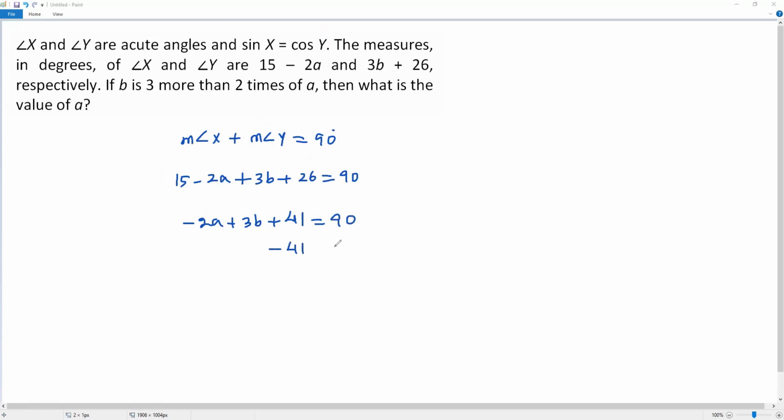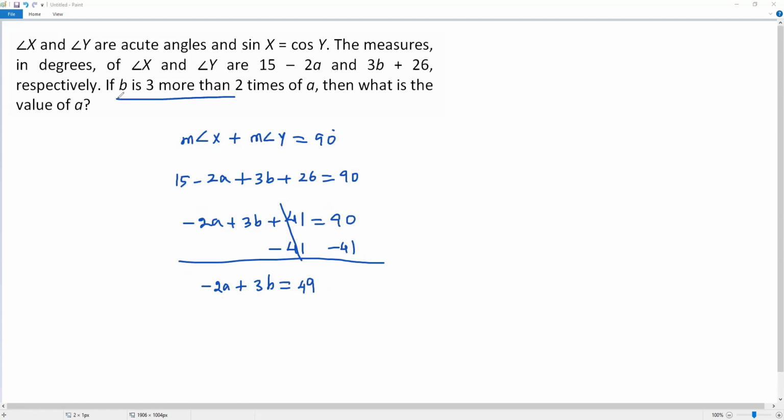Let me subtract 41 from both sides of this equation. Then the positive 41 and negative 41 will cancel out. I am getting -2a + 3b equals, when I simplify, 49. My aim is to get the value of a. In this equation, there are two unknowns, a and b. To get the value of a, I must know the value of b.